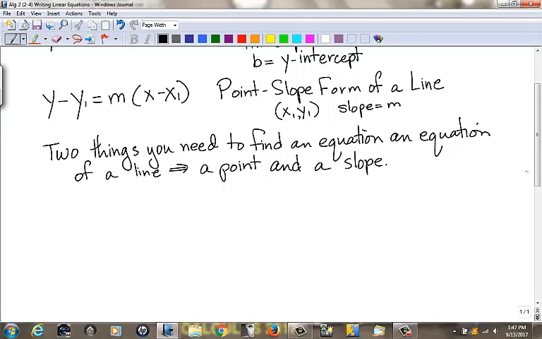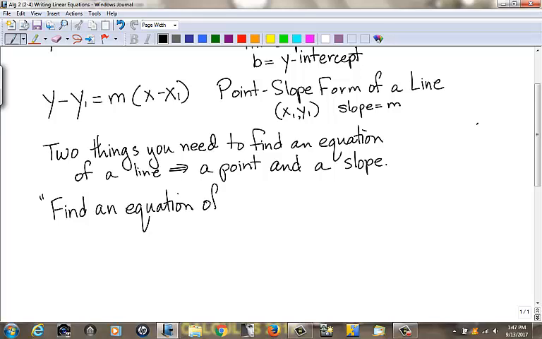Two things you need to find an equation of a line: a point and a slope. Okay. So if they say find an equation of a line, then basically you got to figure out what's the slope and what's a point on that line, and then you can go to point slope form of a line.